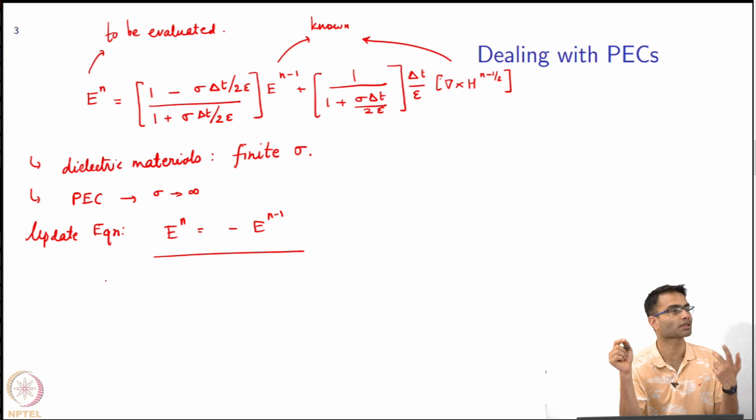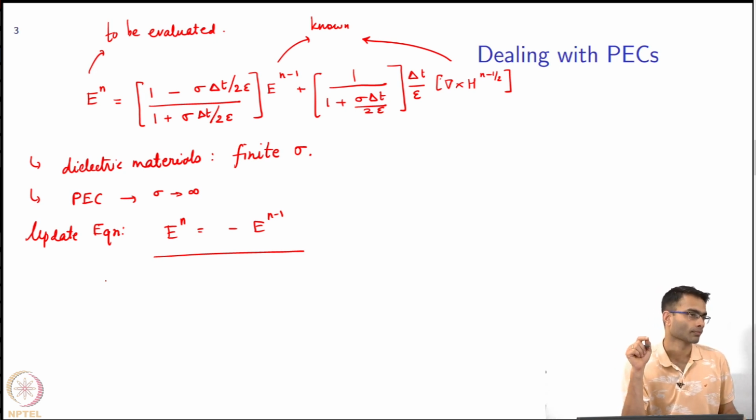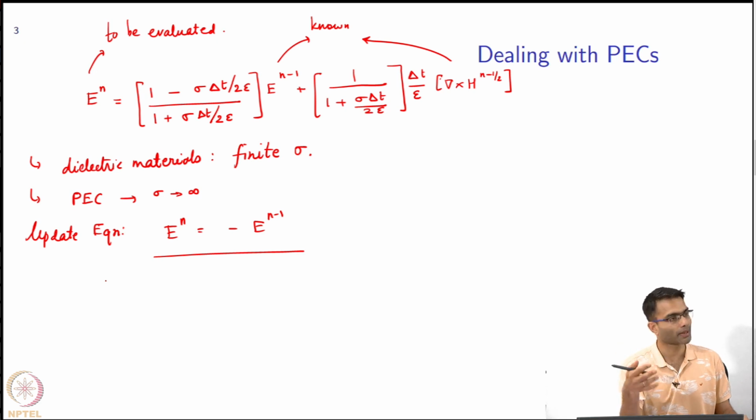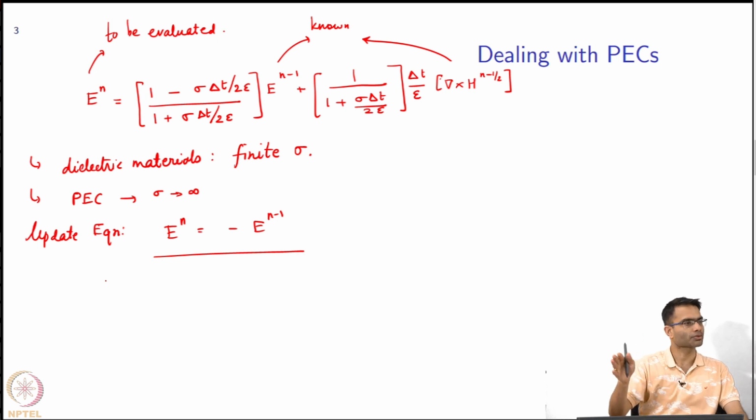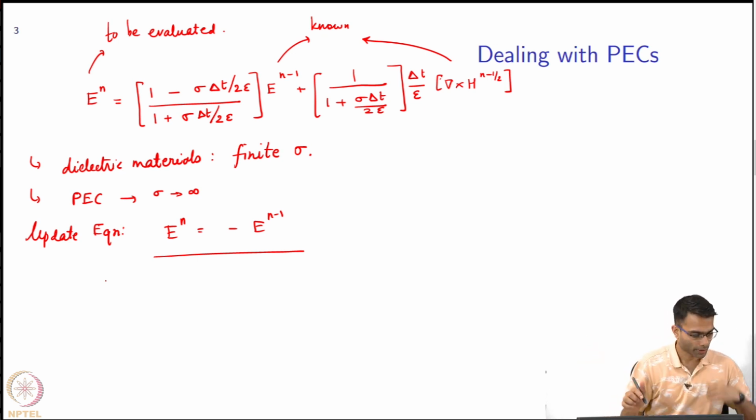The update equation is automatically doing it for me. In some sense, I don't need to explicitly keep running the update equations on the PEC locations. I can set it to 0. Either I set it to 0 at each step explicitly, or I let the update equations run, and they will keep it at 0.